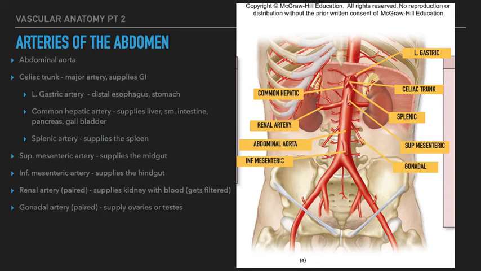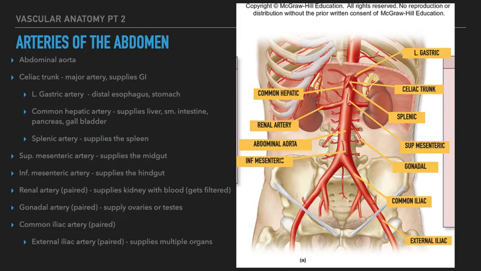Next are the gonadal arteries. These are paired primary arteries, and it's the primary vascular supply to the ovaries in the female and the testes in the male. Then you have the common iliac artery, also paired. This originates from the aortic bifurcation. So the aorta splits into the left and right common iliac artery, and then those in turn will bifurcate into the internal and external iliac arteries.